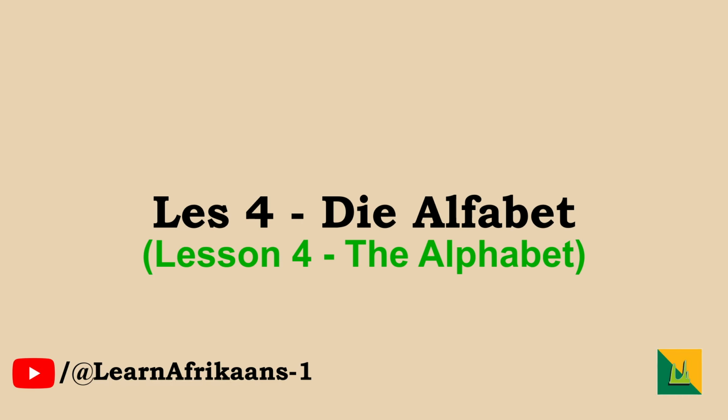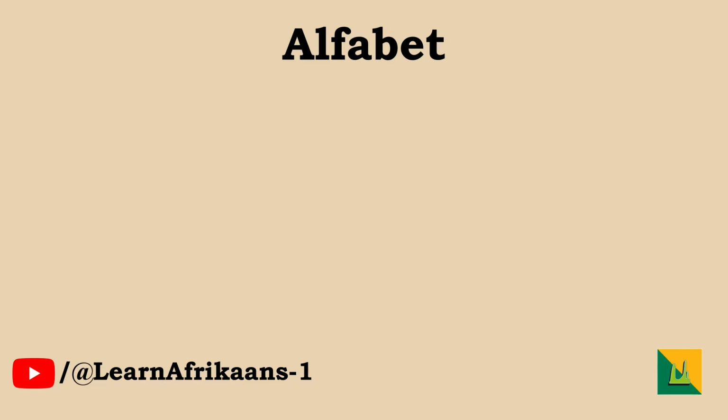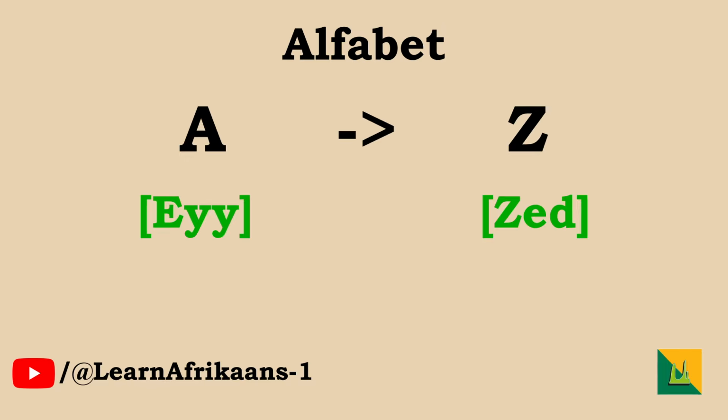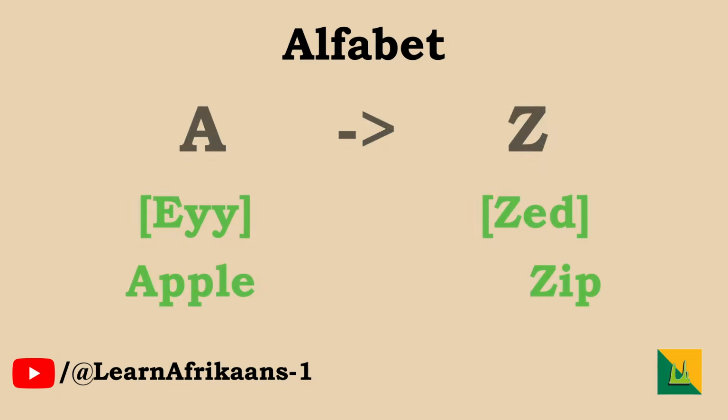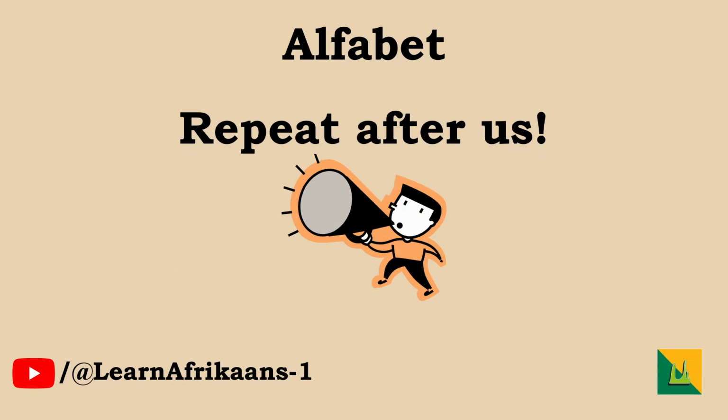Les 4, die alfabet, the alphabet. We will be going through the letters of the Afrikaans alphabet from A to Z, showing an English way how to pronounce the letter name, as well as showing an example word for every letter. Notice the difference between the alphabet names for the letters and their usage in words. It would be best to repeat after us, trying to successfully say the Afrikaans letters and words.